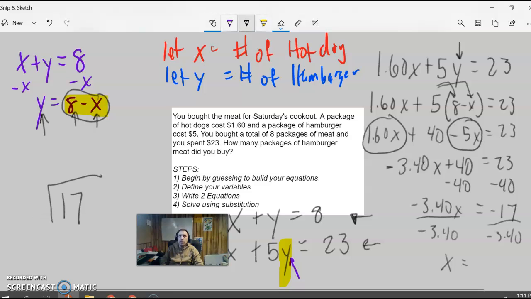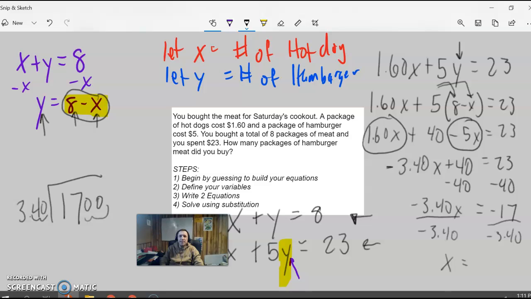3.40 is the same as saying 3.4. If you're thinking about dollars, you could do it that way and then go boom, boom. This needs to move 2 spots, 0, 0. And so now I have 340 goes into 1700, right? 340 into 1700.